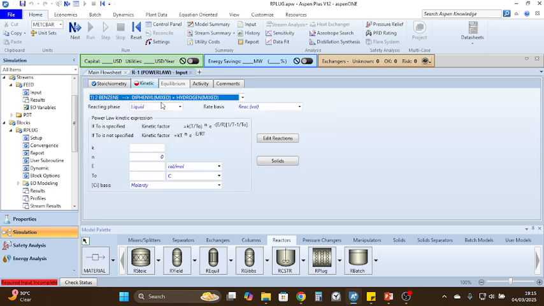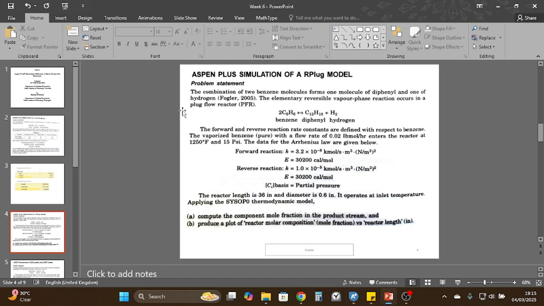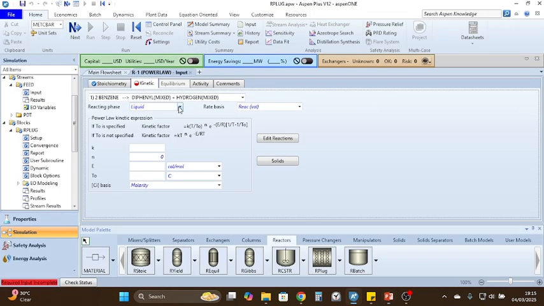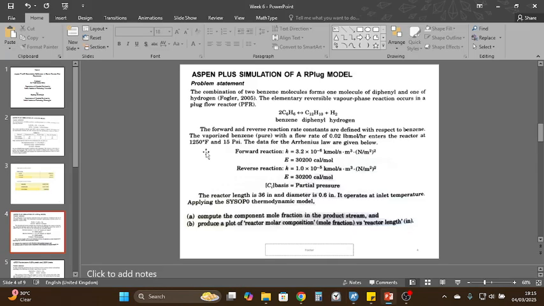Now we are going to come to kinetics. So the first is 1, for the forward reaction. And remember that the reacting phase over here, it is saying that the reversible vapor phase reaction is taking place. So over here we have to select vapor.